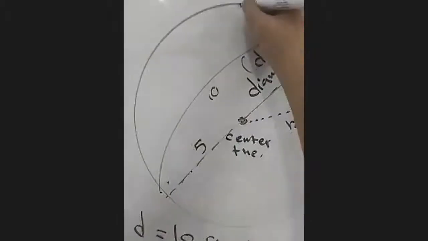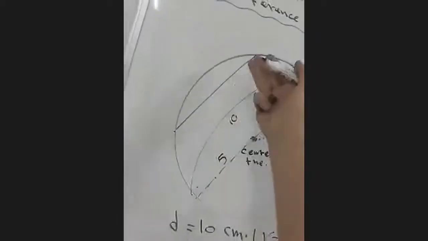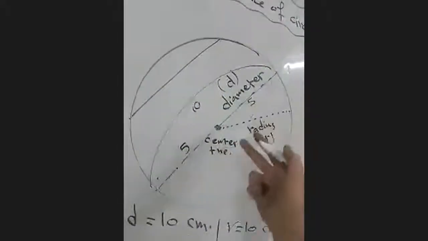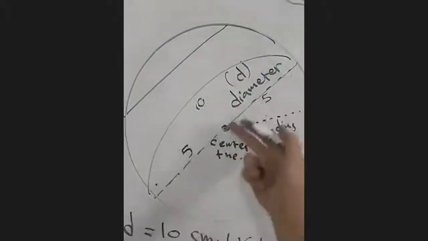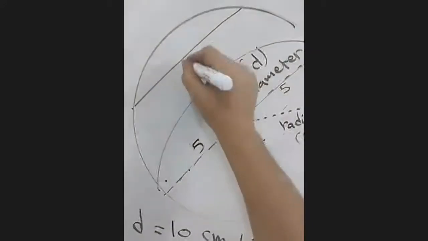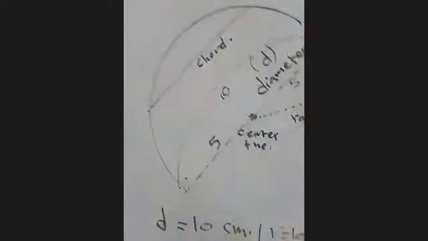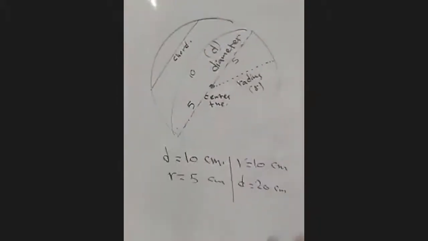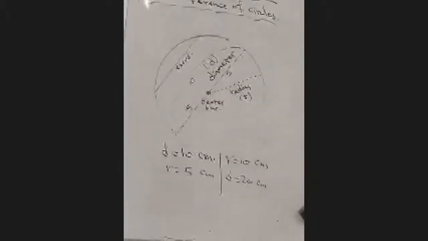Now, if you have this line here, a line segment between any 2 points in the circle and not passing through the center, we call it chord. Chord. This is a general revision about the center and the circle.